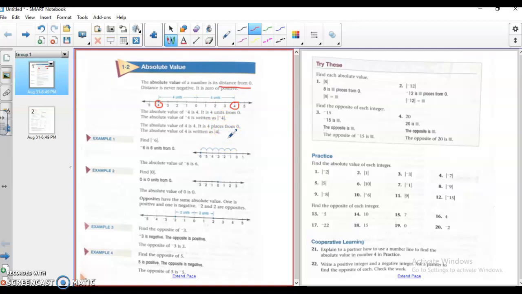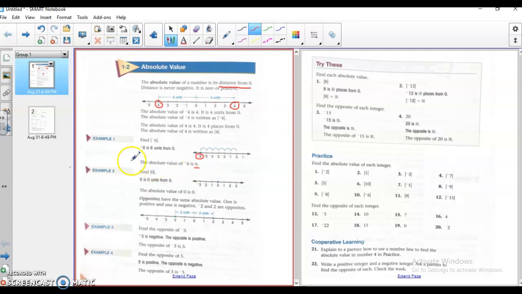All right, let's go to the first example over here. Find the absolute value, that's how you read that, of -6. So here is -6. You can see that they have already done it on the number line for you, and they've already moved from 0, 1, 2, 3, 4, 5, 6. So the absolute value of -6 is 6 units from 0. So again, your answer would be just 6. You do not have to put a bar. Do not put a bar.